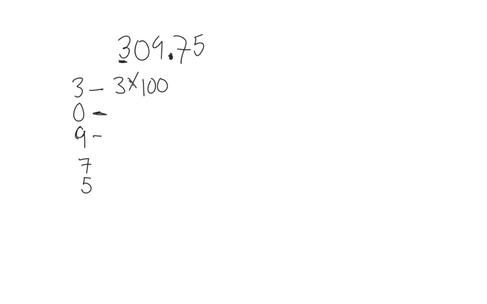The 9 is in the ones place, so it represents 9 times 1. So you have 9 of the ones, right? And then the 7 is in the tenths place. So that would mean that we have 7 times 1/10. So this can be written 7 times 1/10, or also 7 times 0.1. Both of them equal the exact same thing.